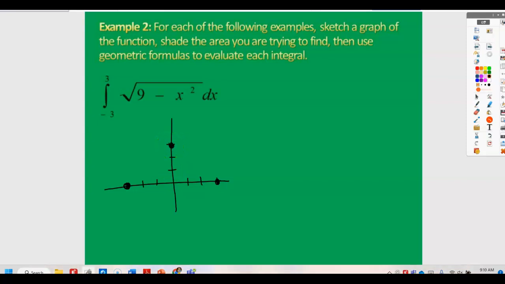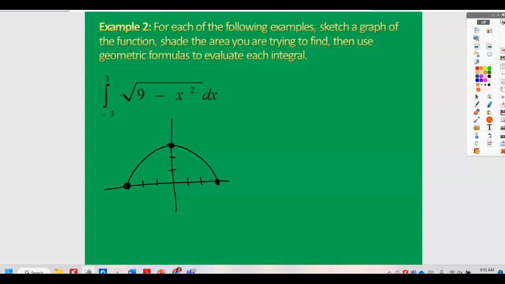Any idea what the square root of 9 minus x squared represents? Semicircle. Okay. So it is a circle of radius 3, because the circle formula is x squared plus y squared equals r squared. So we solved for y, but we only have the top half of the square root. If it was a negative square root, you'd have the bottom half, or the whole circle. So we have a circle of radius 3, aka a semicircle.